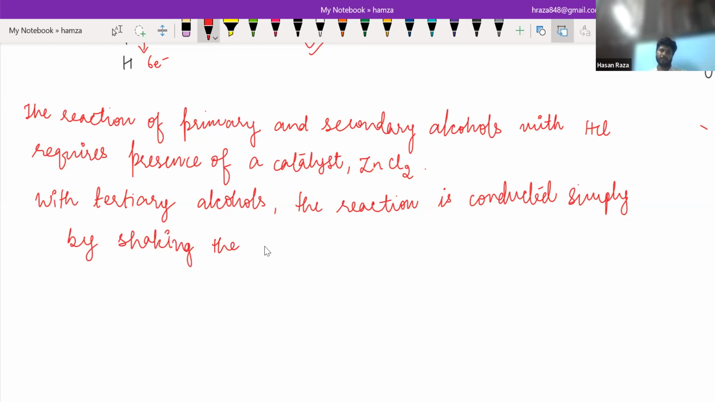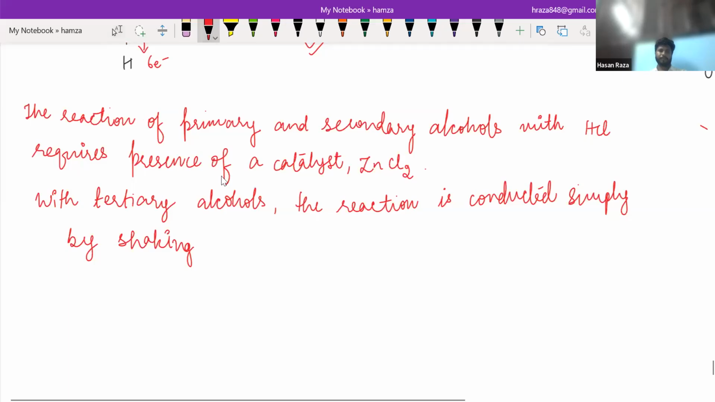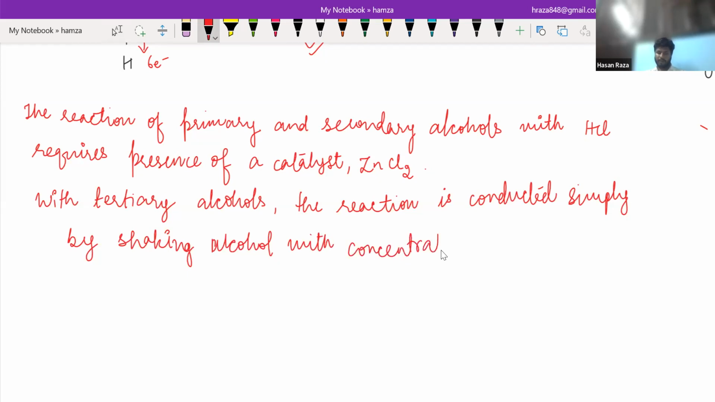Wait a minute. Please. By shaking the alcohol with concentrated HCl at room temperature. So basically, why is it so?